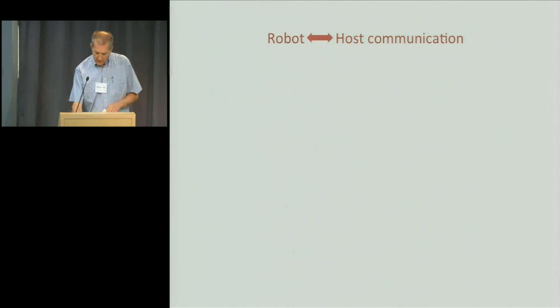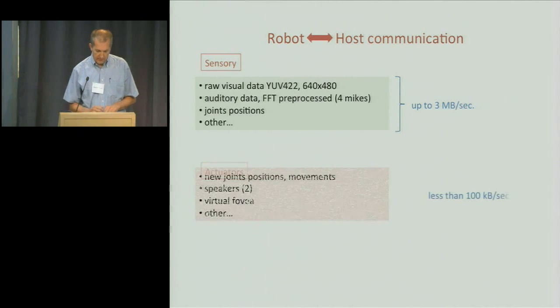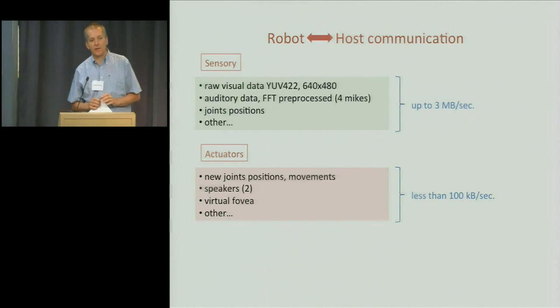To give you some insight on what the robot has built in, there is a visual camera, 640x480. There are 4 mics in the sensory. There are also joint positions and others. And as actuators, there are joint positions and movements of the joints. There are 2 speakers. There's also an actuator called by us the virtual fovea.